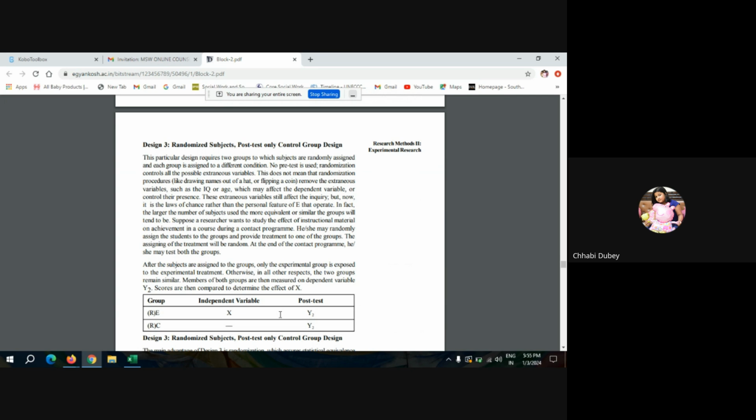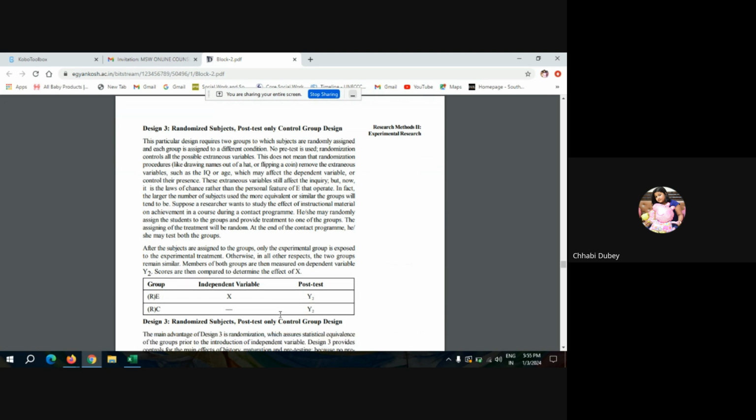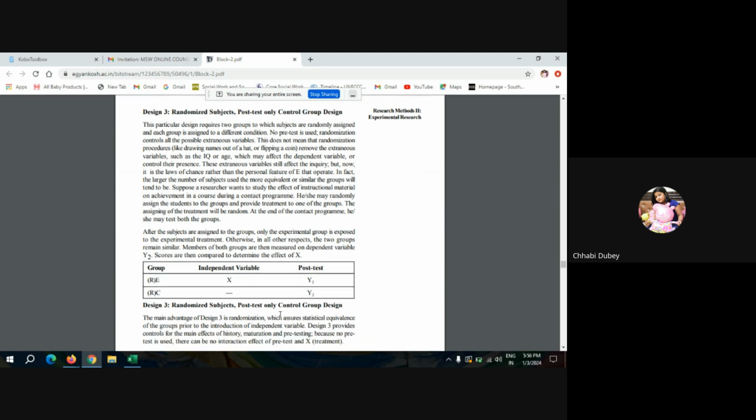Of course, the impact of external extraneous variables will always be there, but it is the laws of chance rather than the personal feature of the experimental group that will operate. So that is why you will find that here you will have the random selection of individuals, but you will have only one post test done. This is how you will represent the randomized subjects post-test only control group design.